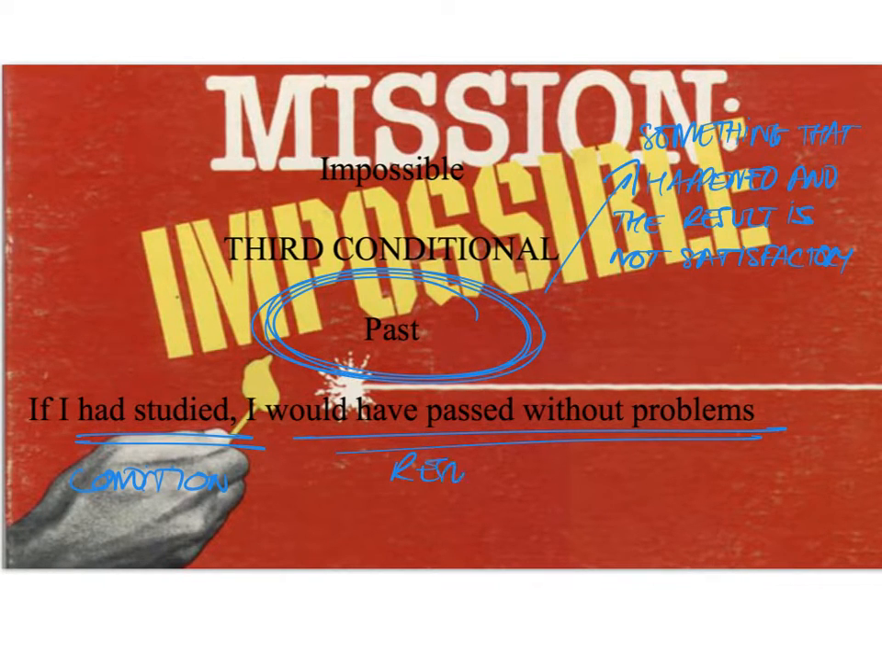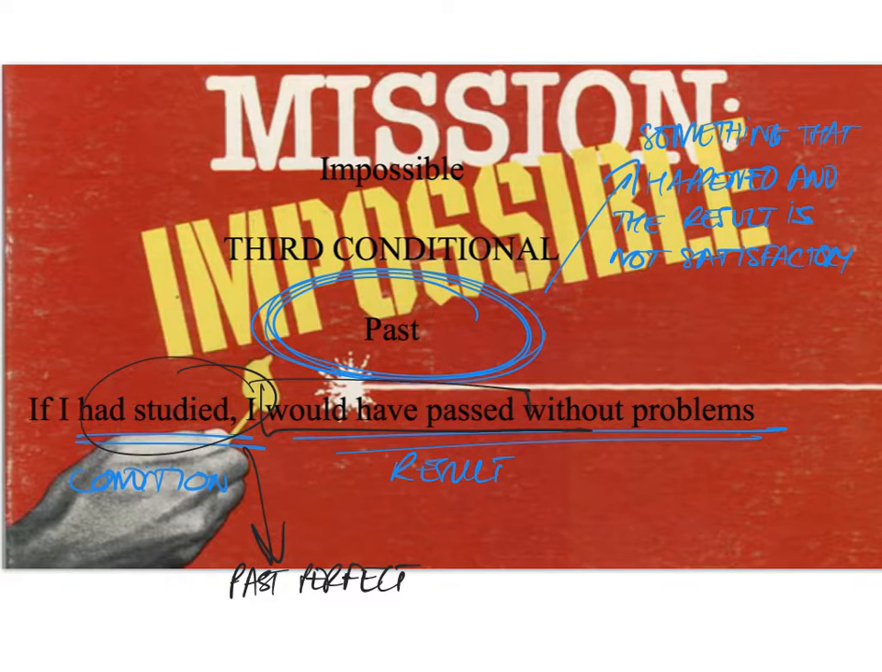That's the result. And I have a question for you. Did I pass without problems? Probably not. That's why now I think that I should have done it. Okay? It's talking about the past. If you pay attention to the structure, you see that here we have past perfect, and in the result we always have this structure, which is would plus have plus participle.